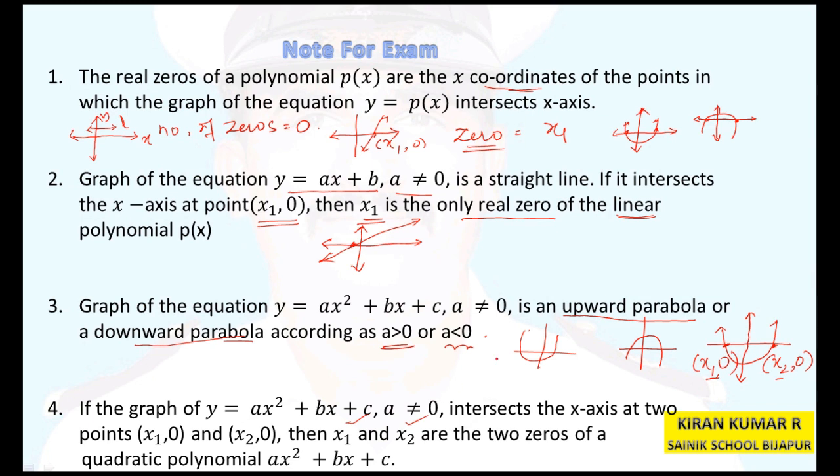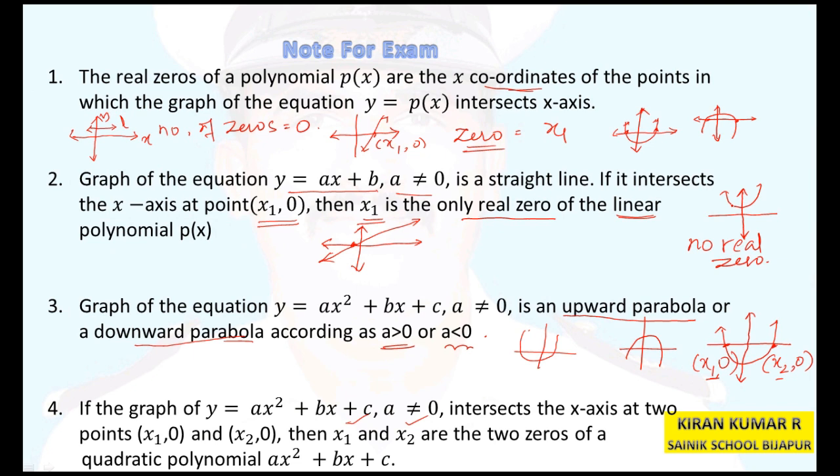Now tell me, what if the graph is something like this, wherein it doesn't touch or intersect the x-axis? Here there will be no real zero. Real zero will not be there.